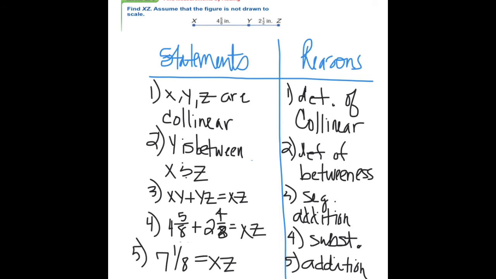So what is the measure of xz? Well, xz is 7 1/8. So that would be a basic 2-column algebraic proof. I know that you could have done that just by adding those two together. I just wanted to show you what that looks like.